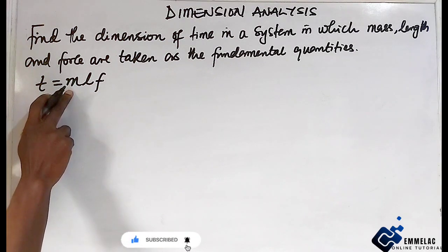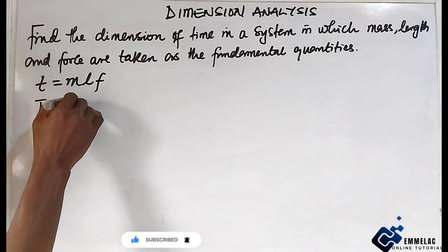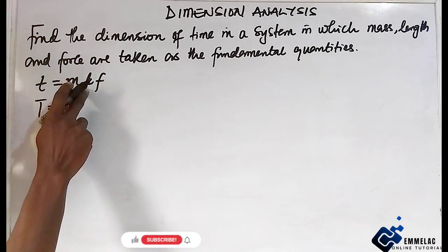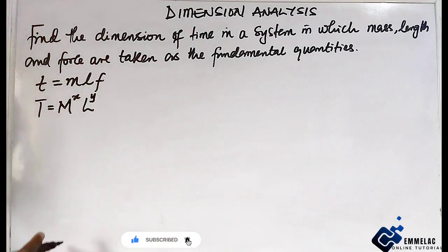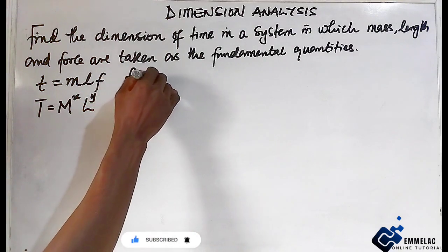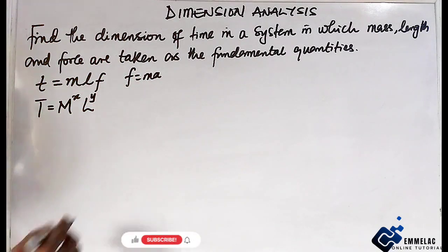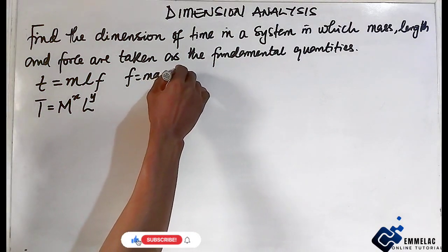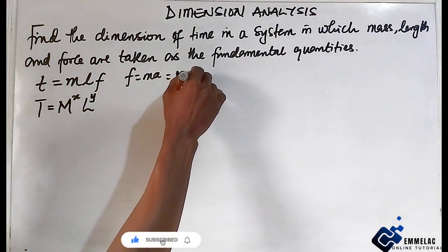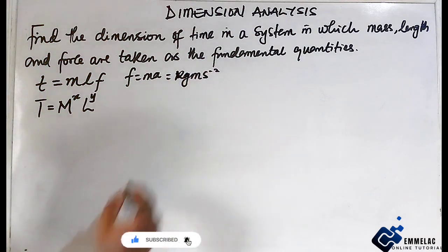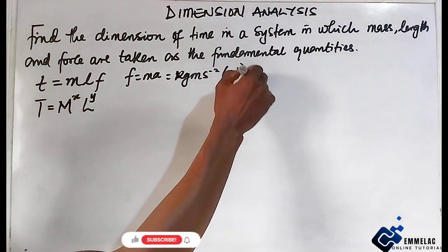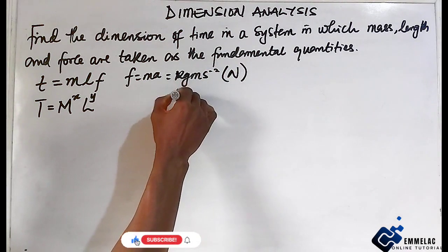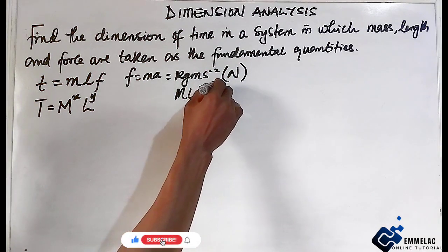Now the dimension of mass is M, so here you have your x. The dimension of length, L, will be y. Now for force, take note that force equals mass times acceleration, which gives us the unit kilogram meter per second squared, which is also the Newton. So the dimension of force will give us M L T raised to the power minus 2.